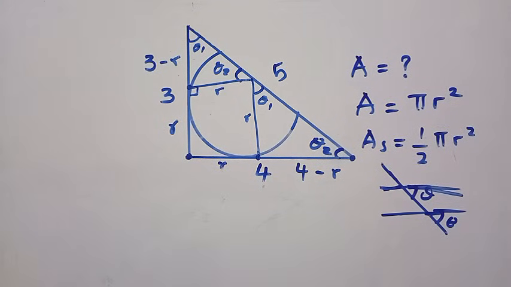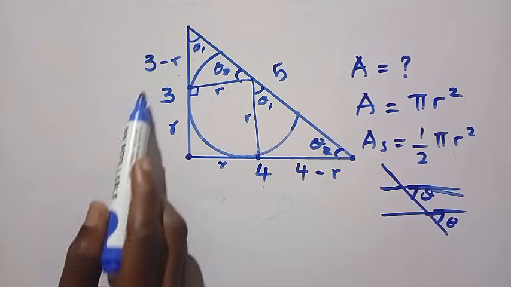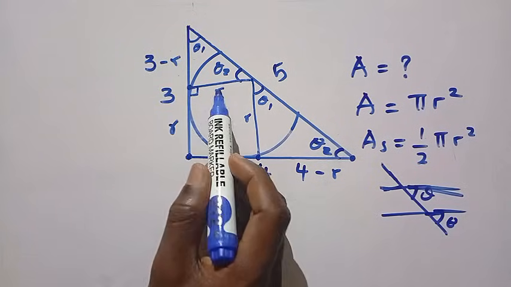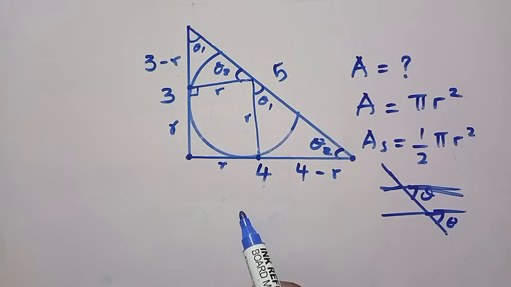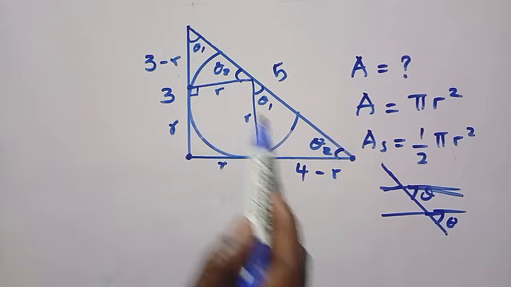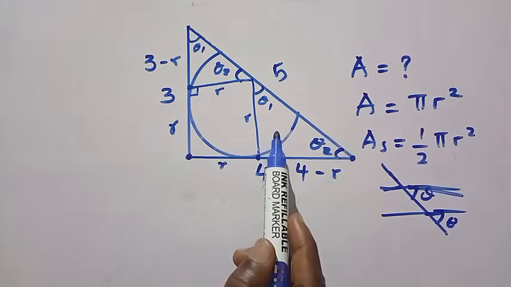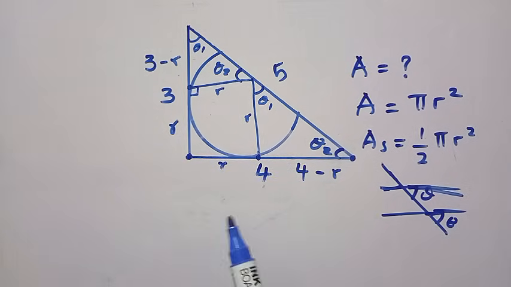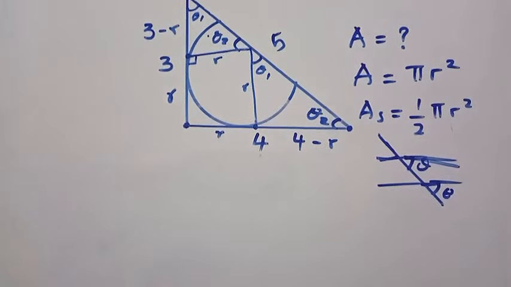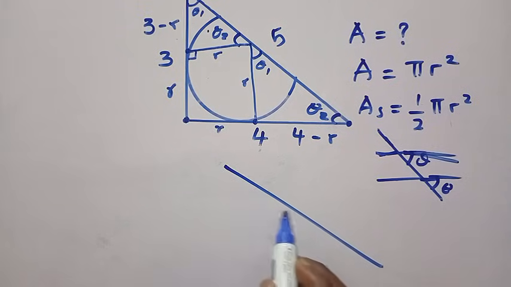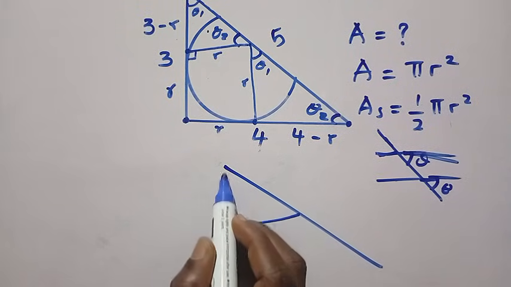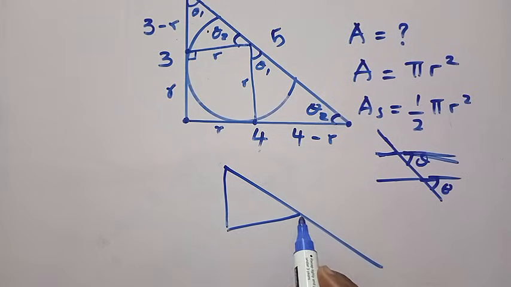Then, there are two things here. We have 3 minus r. So this is r. We have here r. This is 4 minus r. So we can take out these two triangles. Note that these two triangles are similar, but this is not drawn to scale. So by taking out these two triangles, we are going to have a line like this. So here we have a triangle, and this is also a triangle.